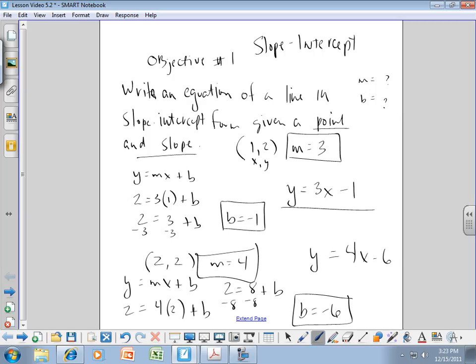All right? So this is what I call the solving for b method. All right? Solving for b, and then after you have b, you can write your equation.